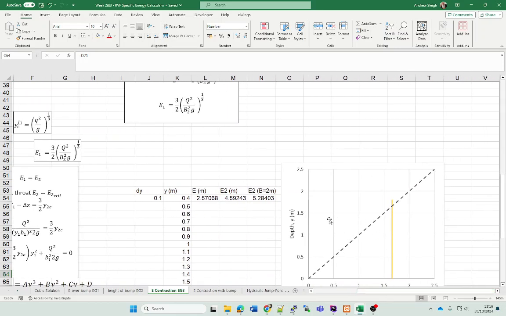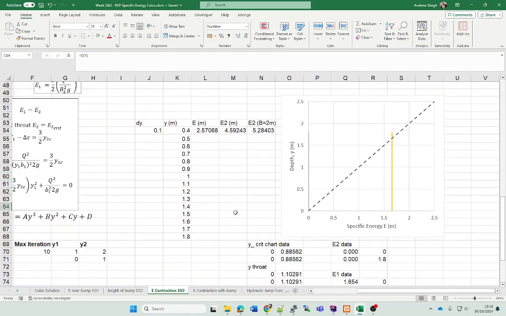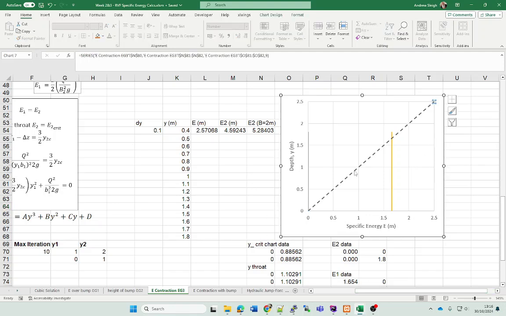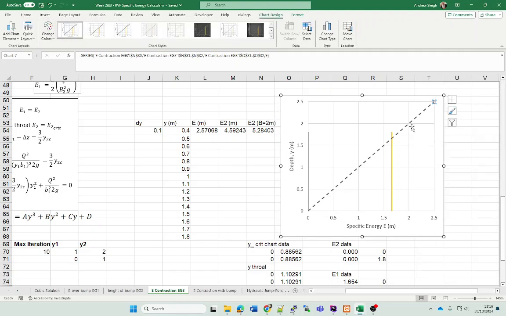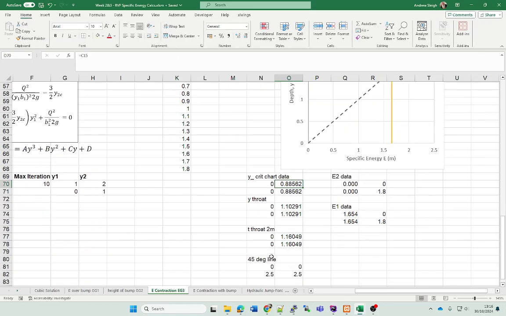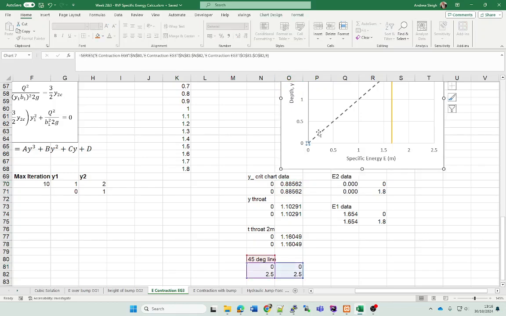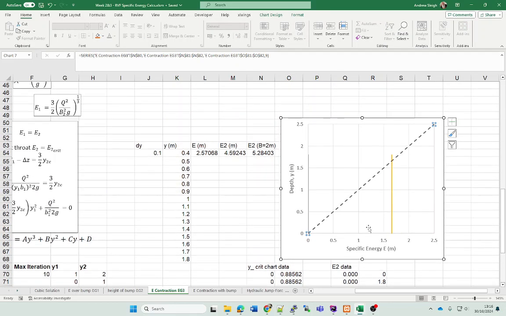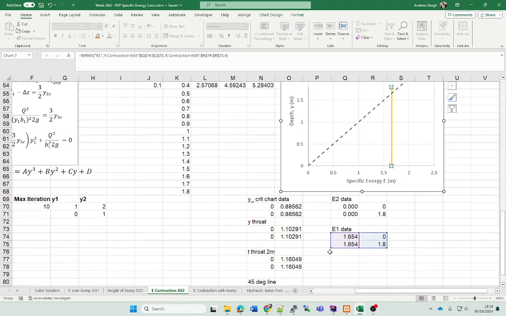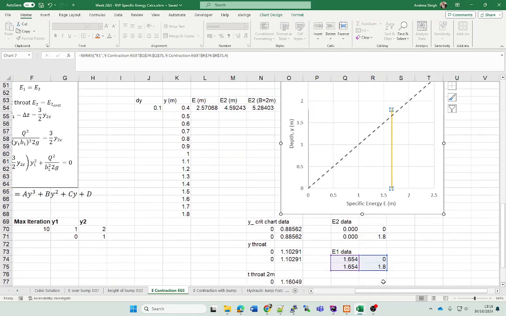Let's just have a look at how we can represent all this on our energy curve. Right, we've got all the data here. It's set up. We've got the 45-degree line here. If I click on it, it's not letting me click on it. Okay, so it is letting me. There it is. There's the 45-degree line. There's another line there. That's the E1 data solution.